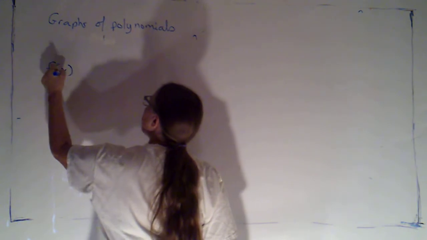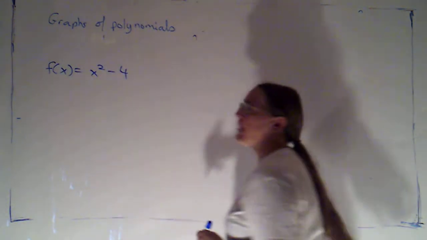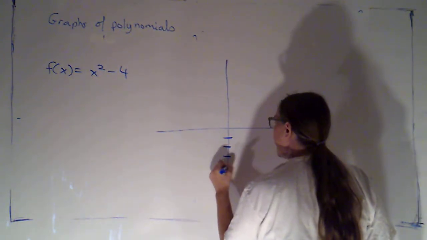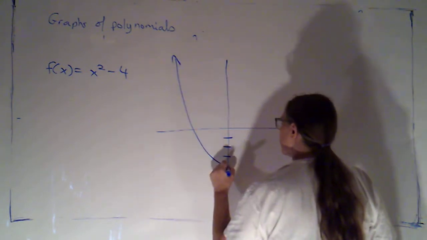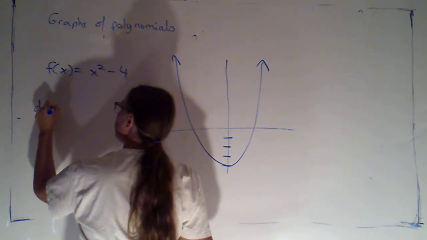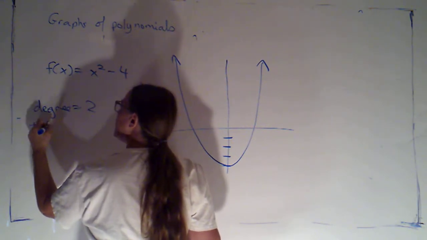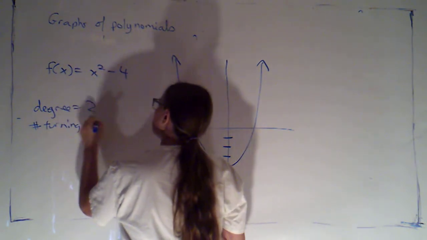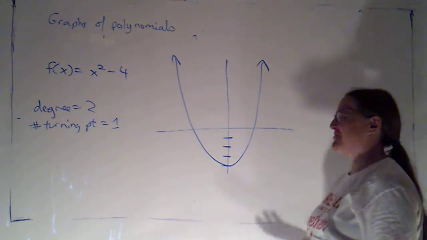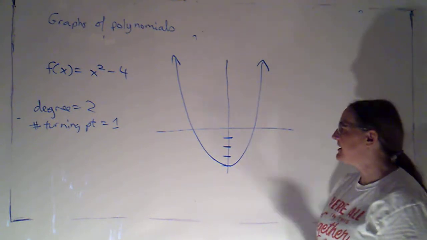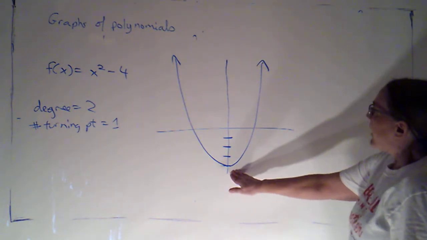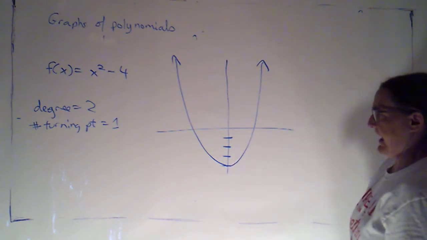Let's just take a look at f of x equals x squared minus 4. Now I know exactly what that looks like because that's just my basic parabola translated down 4 units. So this is a function where the degree is 2 and the number of turning points is 1. That would be the vertex. And in fact, every second degree polynomial is going to have a graph that's a parabola, so it's going to have 1 turning point at the vertex.